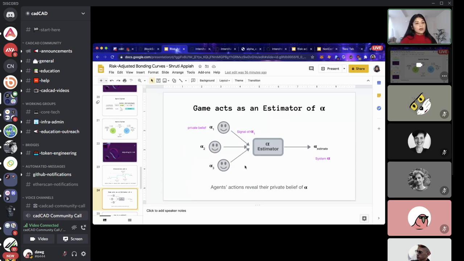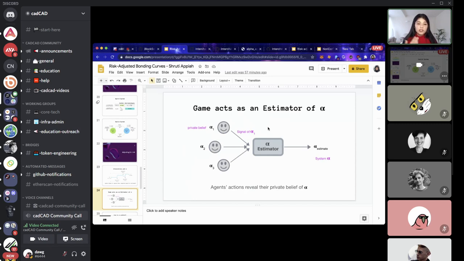So we have it set up in such a way that whenever the private belief of alpha of the agent is lesser than the system alpha, then the agent will attest positively in order to move the alpha up. And likewise on the other side as well, whenever their private belief is greater than the system level alpha, then they will move it in the direction so that it matches their private belief a little bit more.